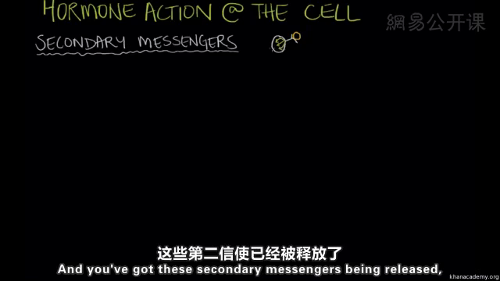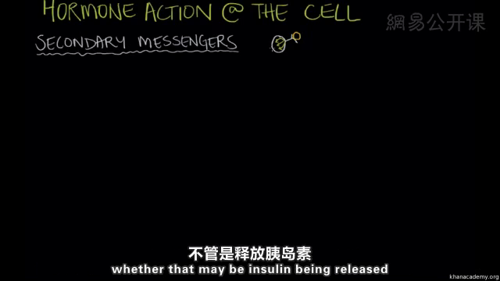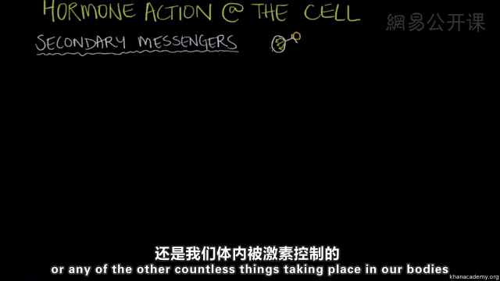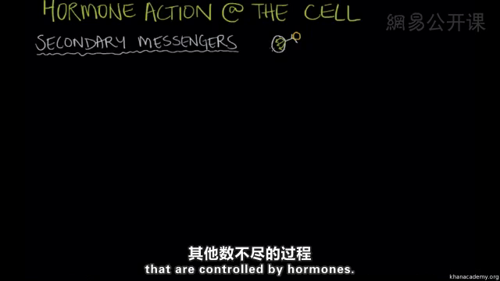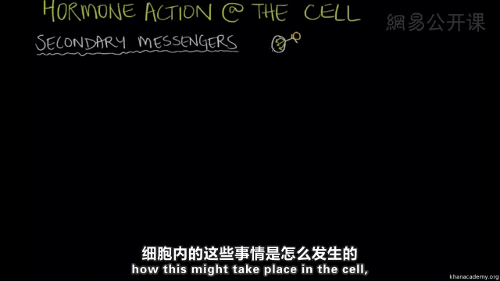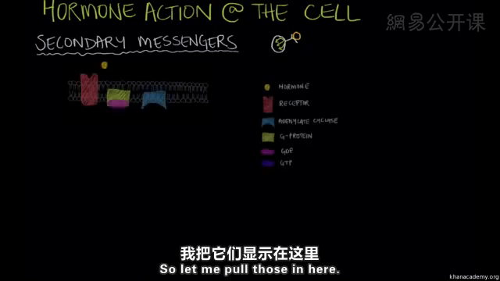And you've got these secondary messengers being released, and these are actually what's stimulating whatever effect is desired, whether that may be insulin being released or glucose being taken up inside the cell, or any of the other countless things taking place in our bodies that are controlled by hormones. And so in order to give you a visual for how this might take place in the cell, I've pre-drawn some pictures in a key, so let me pull those in here.